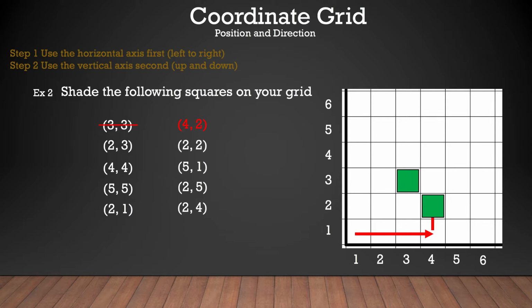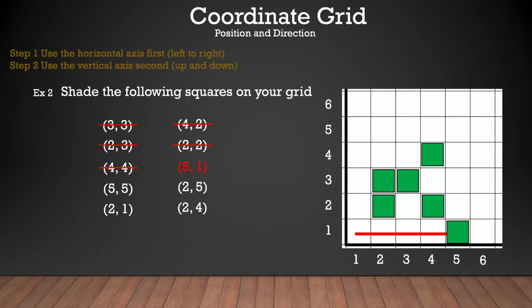Then we color in that square and move on to the next one, which is 2, 3. We go 2 to the right, 3 up, color in, and we're done with that. Next is 2, 2: 2 to the right, 2 up, color it in. Next is 4, 4: 4 to the right, 4 up, and color it in. Now we do 5, 1: go over 5, go up 1, and then we're staying in the same spot because that's where the first square is.